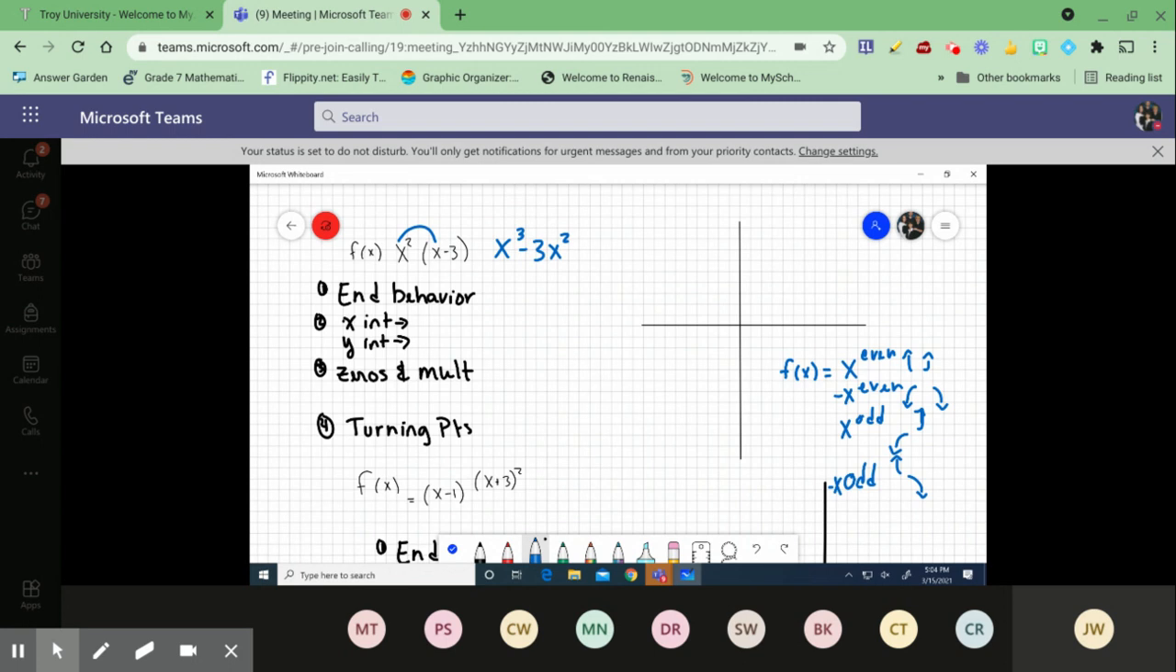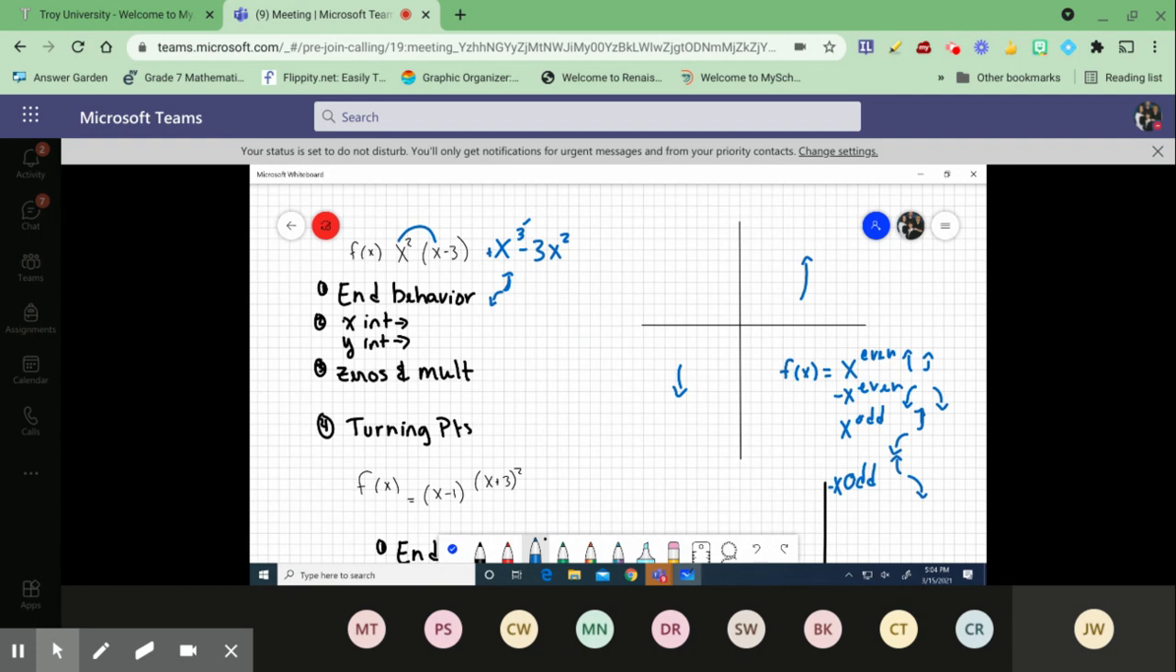So I'm looking at my degree, and it's a 3, and my x is a positive out here, so I know that my end behavior is going to be like that. Regardless of what happens, here I'm going up and down, over here I'm coming down, right? That's how this graph is going to end.